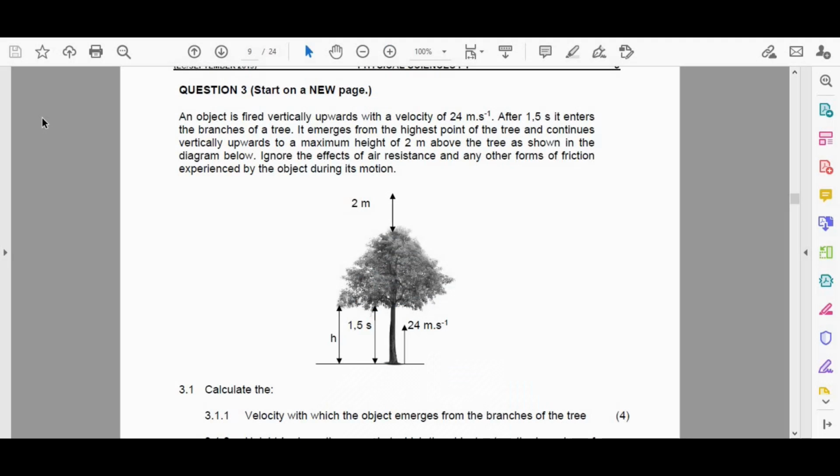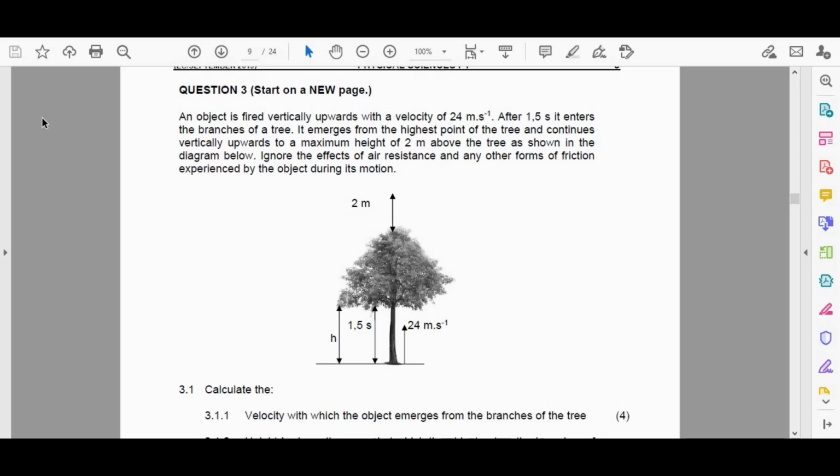Grade 12s, welcome to question 3 of the same paper that we did previously, question 2, the EC September 2019 Grade 12 mock exam. Question 3, we know question 3 is our vertical projectile motion question. Let's go ahead and read it. Of course, as per instruction in this paper, start on a new page.